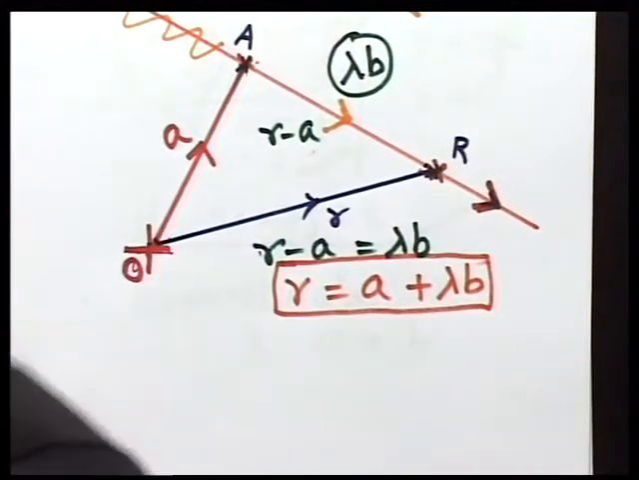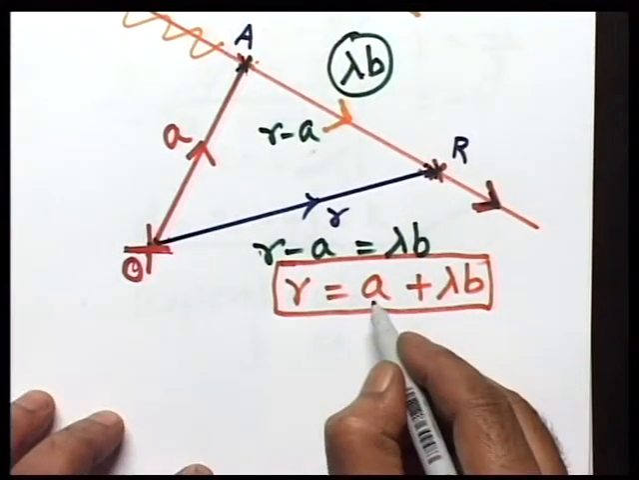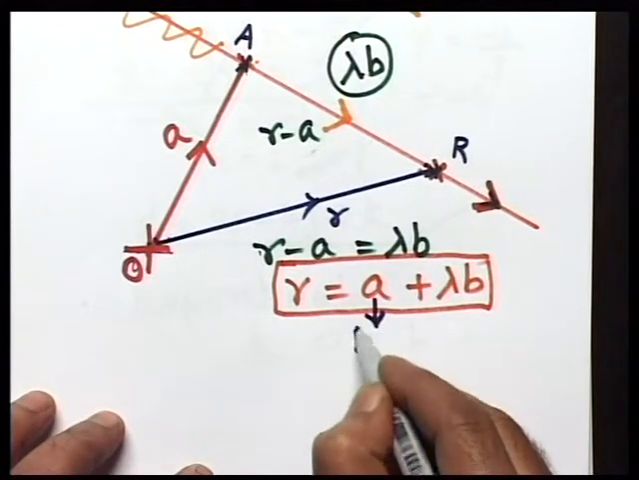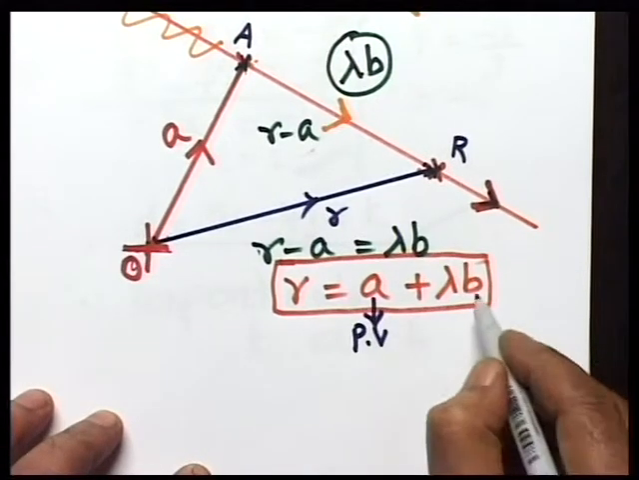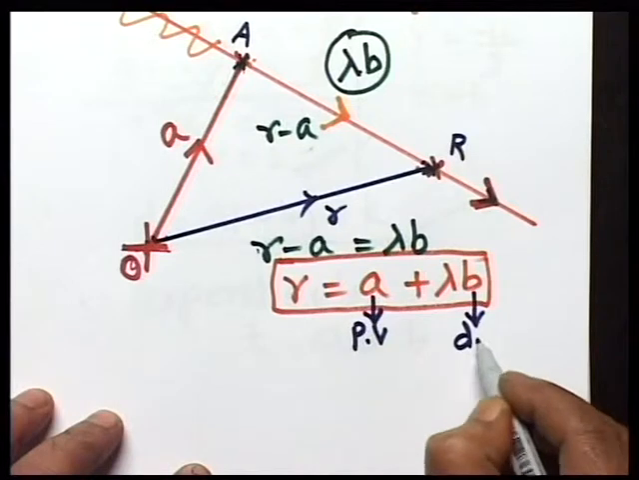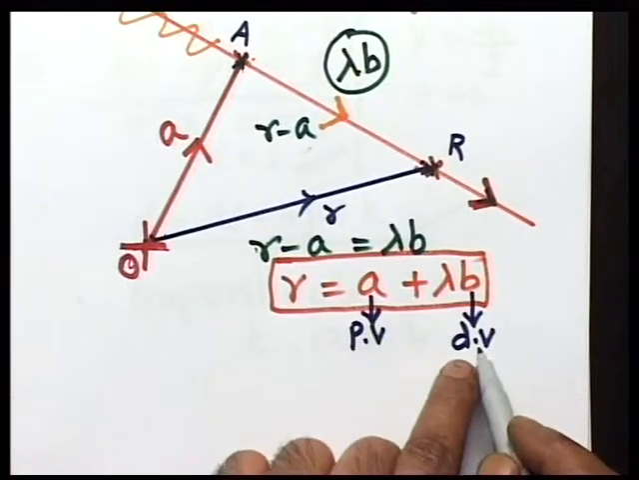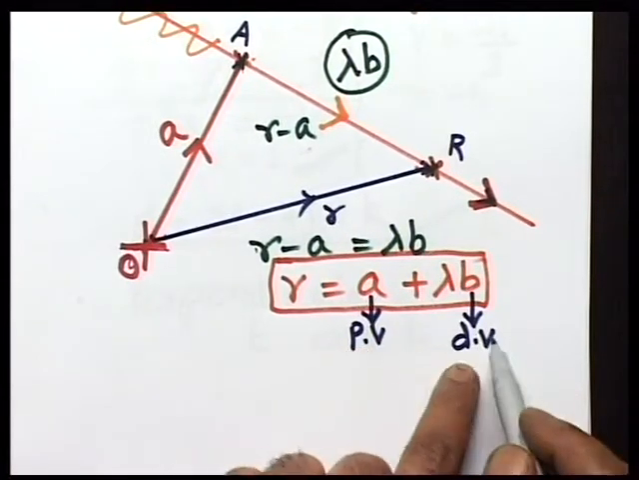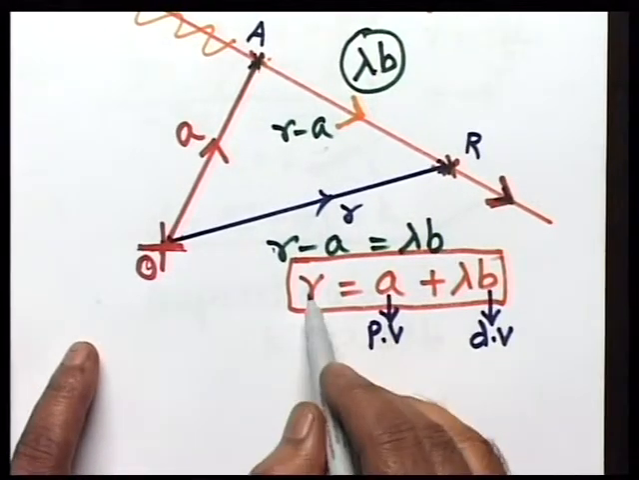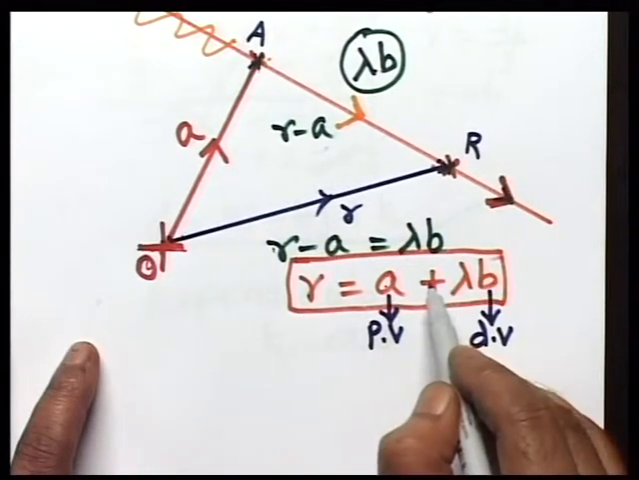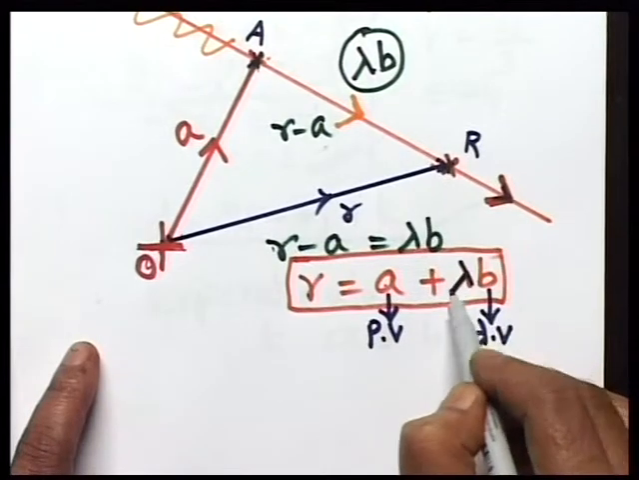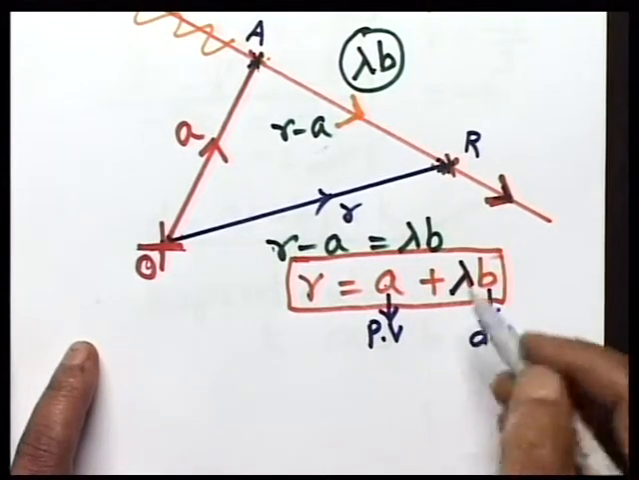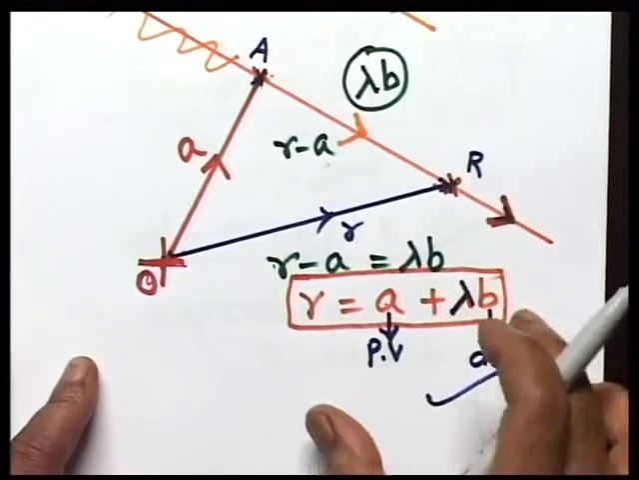But just be careful. This a is the position vector, PV. That b is the direction vector, DV. Listen, they are my short forms, they are not in the textbook. So it's r equals position vector plus some kind of a scalar multiplied by direction vector. So that's the equation of a straight line.